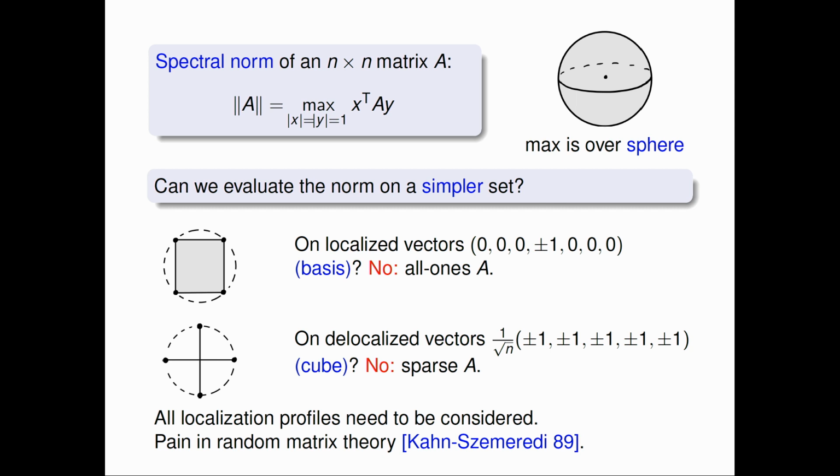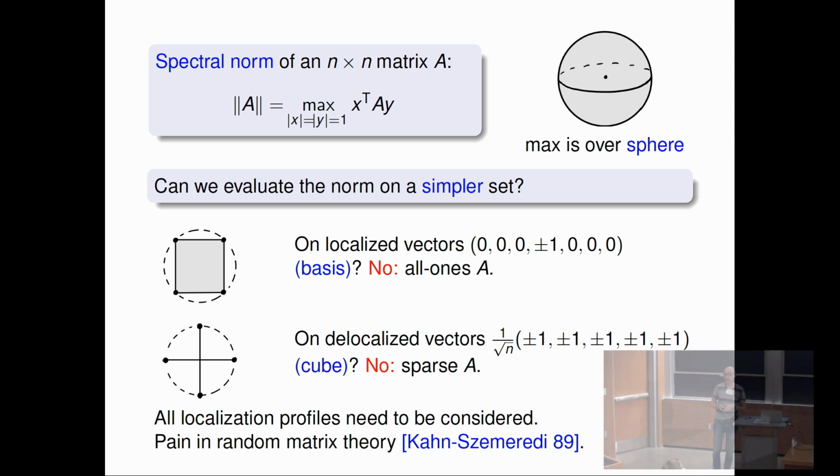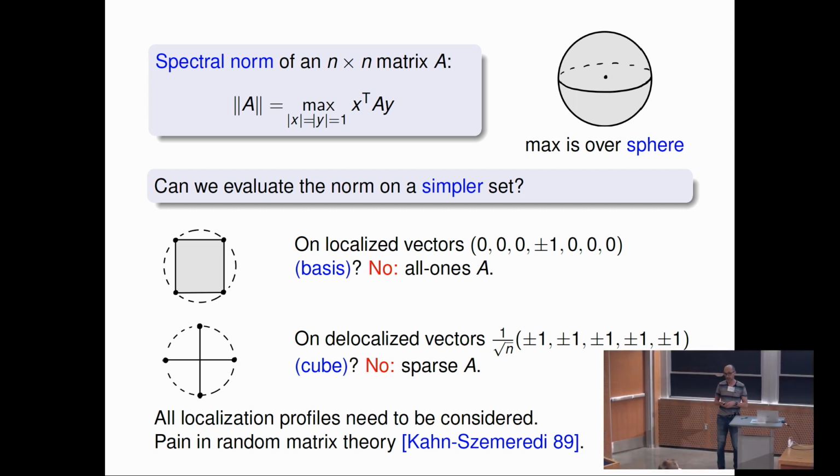So the spectral norm of a random matrix A is obtained by just maximizing the quadratic form x transpose Ay over all unit vectors x and y. The maximum is over the entire Euclidean sphere. But the sphere is kind of a complicated object, and we may ask, can we evaluate the norm on a simpler set, maybe on a discrete set?